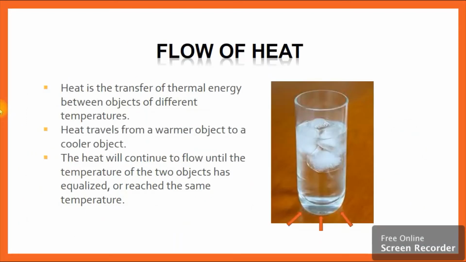Flow of heat. Heat is the transfer of thermal energy between objects of different temperatures. Heat travels from a warm object to a cool object. I know it seems obvious, but you'd be surprised how sometimes you get confused. And no, heat does not flow cold to hot. And also, there's no such thing as cold flowing from cold to hot. Cold is just the absence of heat. So if you have a lot of heat and a little heat, the heat's going to go from where it has a lot of heat to where it has a little heat. Capiche? Great.